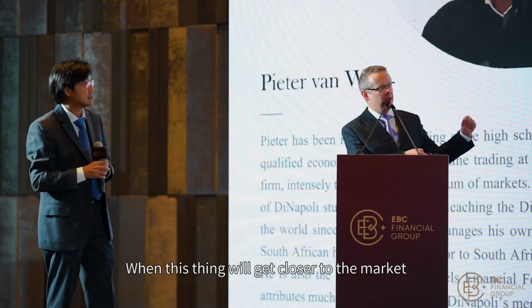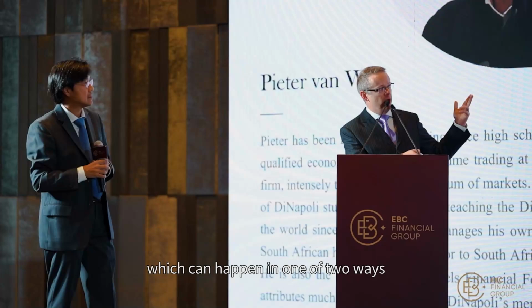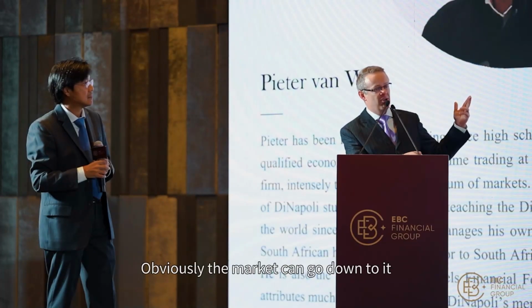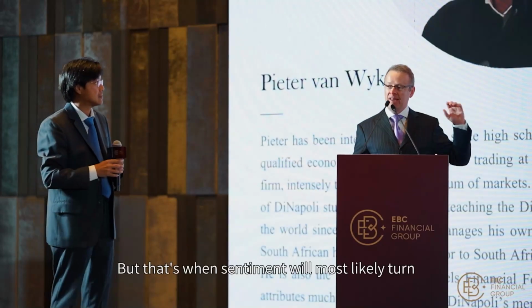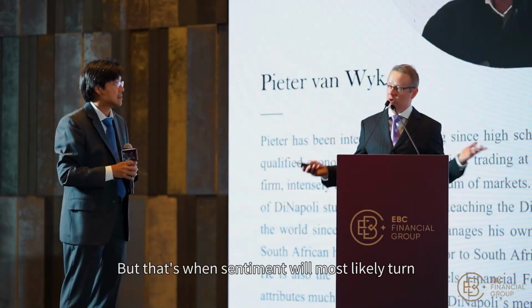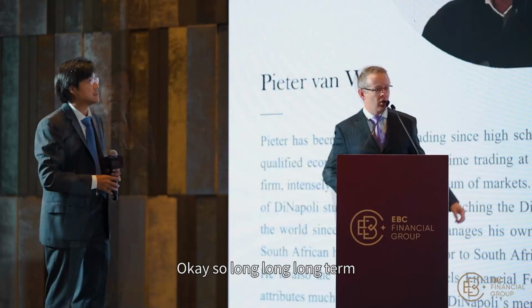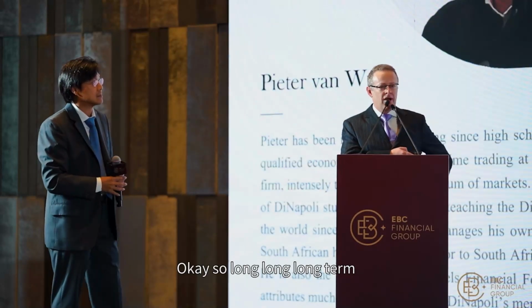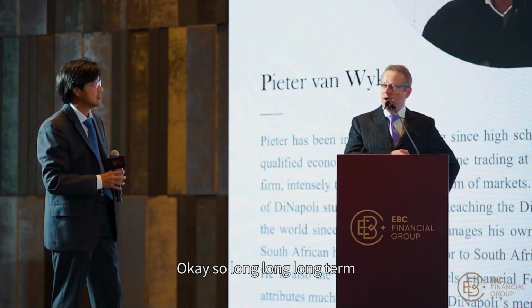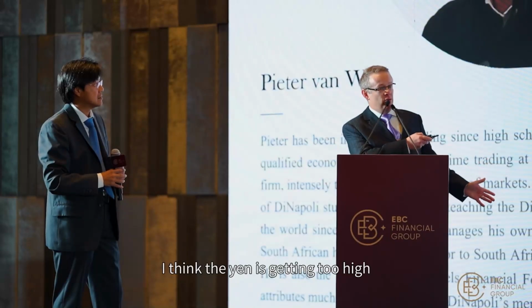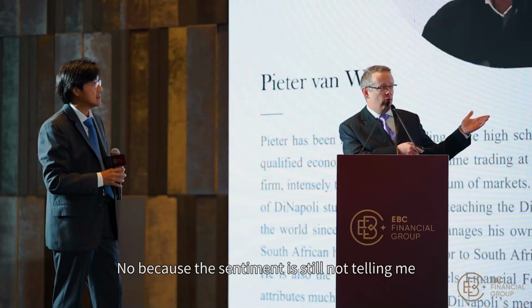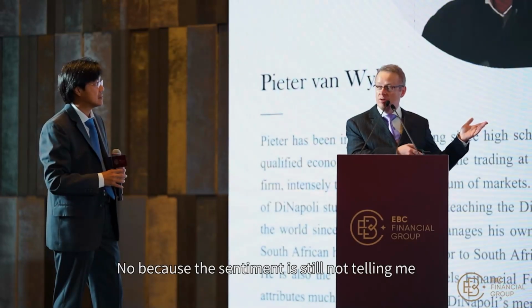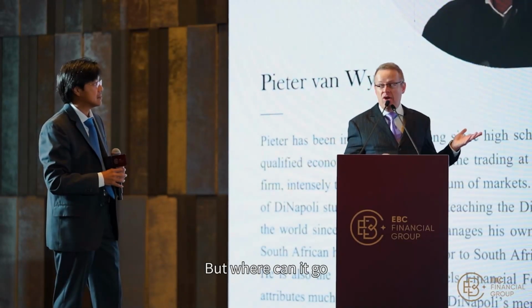When this thing gets closer to the market, which can happen in one or two ways, obviously the market can go down to it, or the market can go sideways and this will creep up. But that's when sentiment will most likely turn. Okay, so long term, I think the yen is getting too high. Can I sell the yen yet? No, because the sentiment is still not telling me. But where can it go?